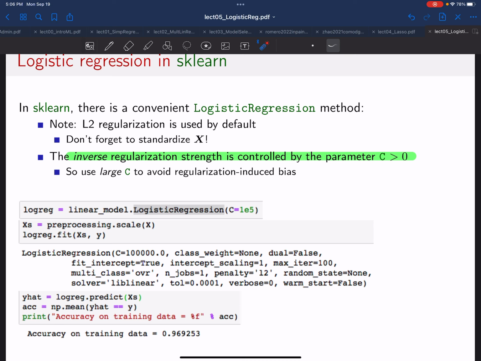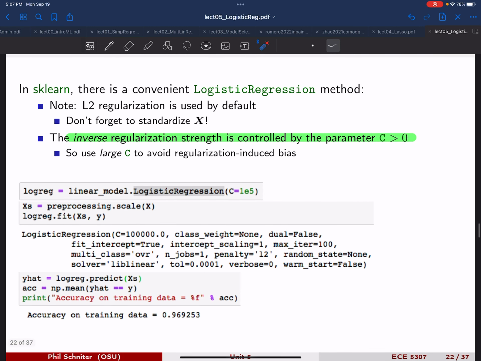The main point here is to see that it's pretty easy to do in scikit-learn, very similar to what you've done before. There's a whole bunch of parameters. We'll talk about those more a different day, but we're out of time for today.